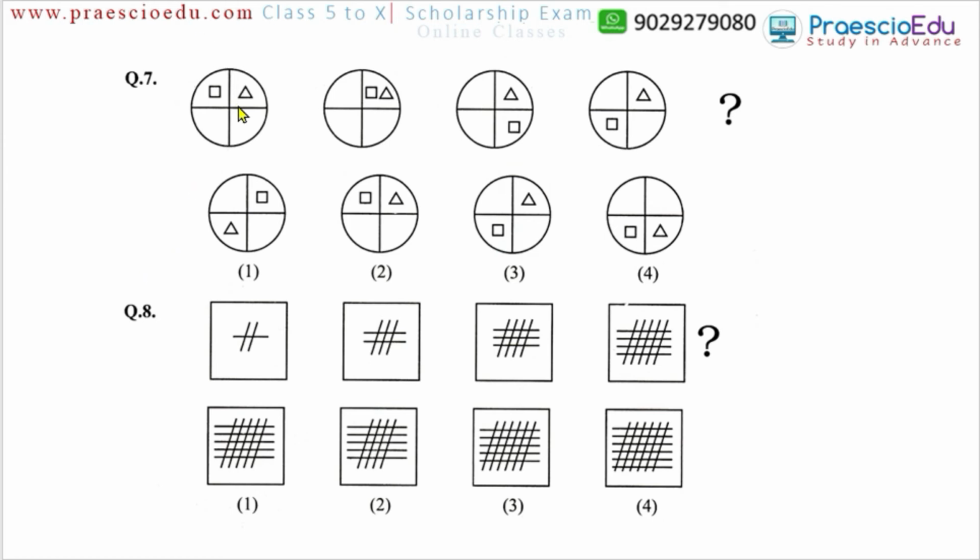Now question number 7. Now in all the figures if you see, the triangle position in a quarter of this circle is the same. Okay, it is not moving or replacing someone else. So the triangle should be there continued, and that is mentioned in option number 2 and 3. So now let's see for the square.